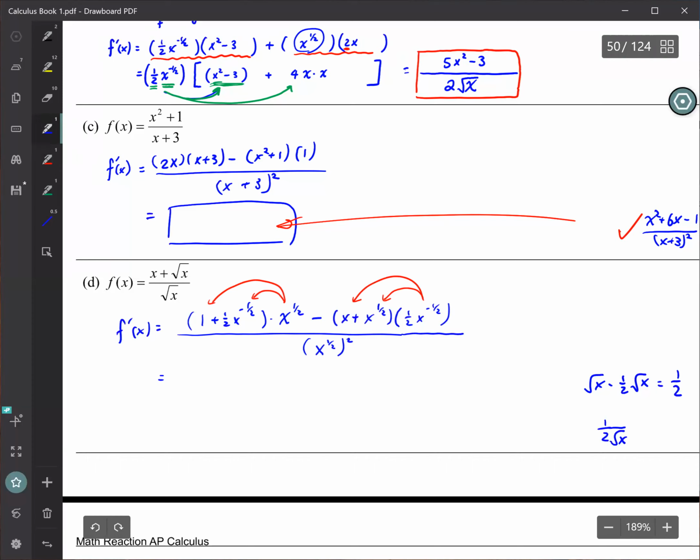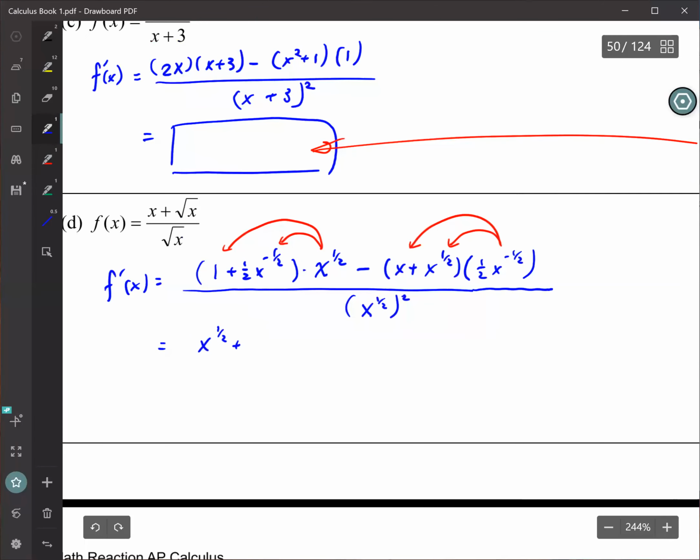So x to the half times 1 will be x to the half. And then when you multiply the same base, you need to add the exponent. So negative half will add with the half, right? The exponents on the x will add when we multiply in. So they actually cancel out, become x to 0. So you just end up with half.